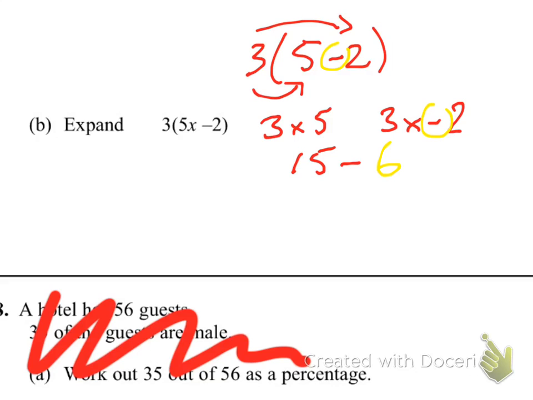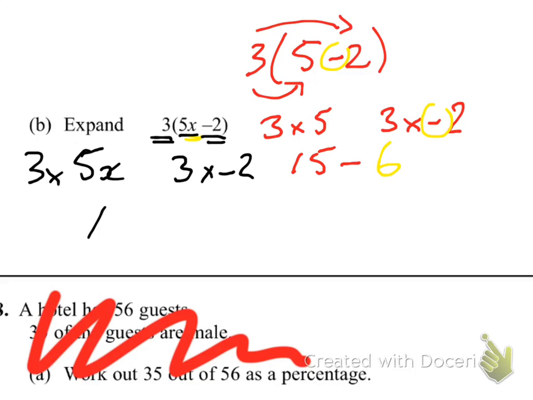Okay, well all I'm doing here is just introducing an extra x, that's all it is. So I've got 3 times 5x and then 3 times minus 2, which gives me 15x minus 6.